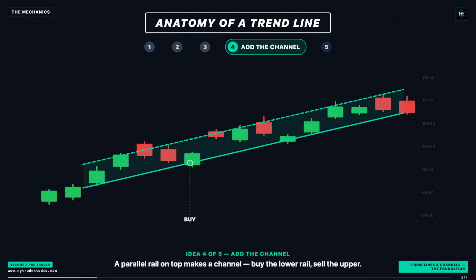Very often, once you have your trend line, you can draw a second line parallel to it on the other side of price, touching the highs if your main line is under the lows. Those 2 parallel lines form a channel, a sloping lane that price travels inside. And a channel is a gift, because it gives you both sides of the trade. You buy near the lower rail when price bounces, and you take profit near the upper rail when price stalls.